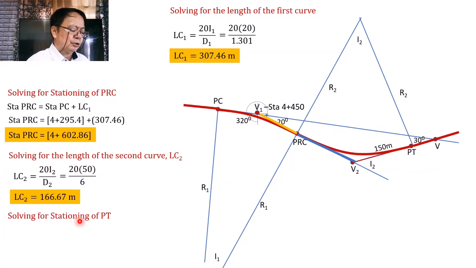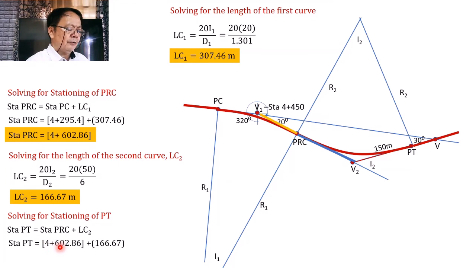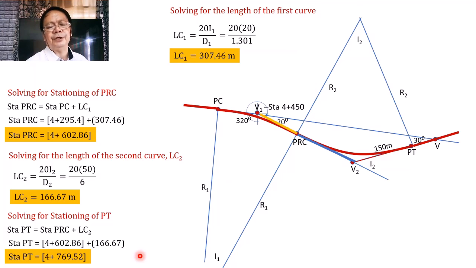And then finally, adding this to the stationing of the PRC, we can compute for stationing of the PT. So that stationing of the PT will be equal to stationing of the PRC plus the length of the second curvature. That gives us a value of 4 plus 602.686 plus 166.67, giving us the final value for the stationing of the PT to be at 4 plus 769.52.